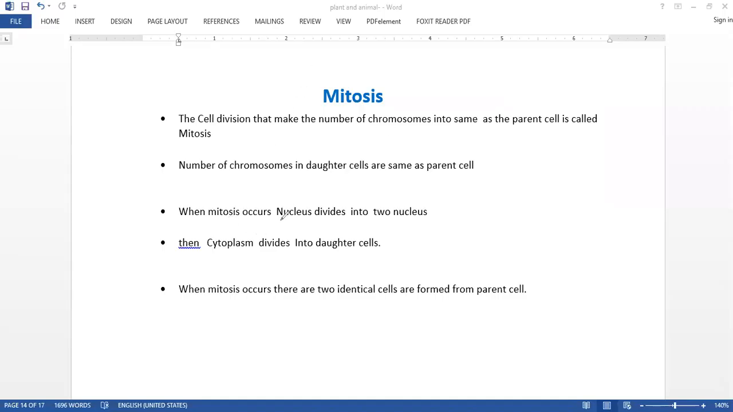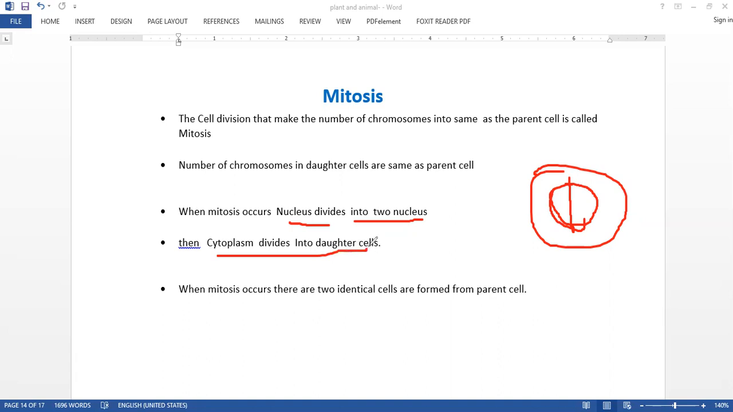Okay, so when mitosis occurs, the nucleus also divides into two nuclei. As I said earlier, this is a cell, this is the nucleus, and the nucleus divides into two, like a cell division. Then the cytoplasm divides into daughter cells, and the cytoplasm also divides. I will explain it very clearly. We're just talking about this one.